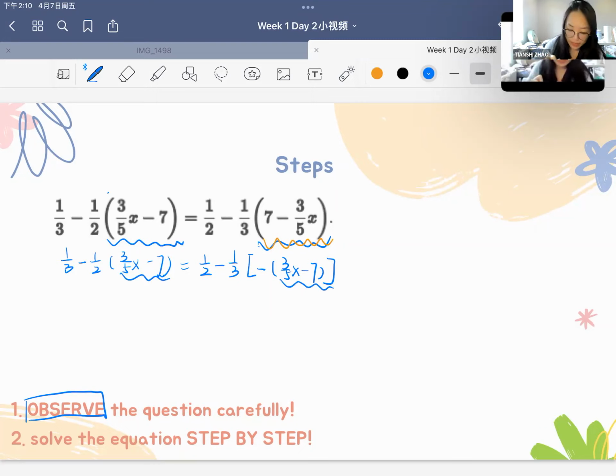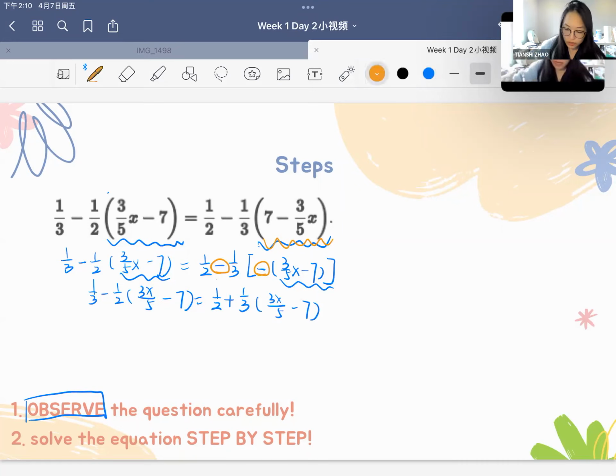So we can do the simplification. 1/3 minus a half (3x divided by 5 minus 7) equals a half. And the most important thing is that there are two negative signs here, which will become a positive sign, right? Two negatives make a positive. And then we have 3x divided by 5 minus 7.